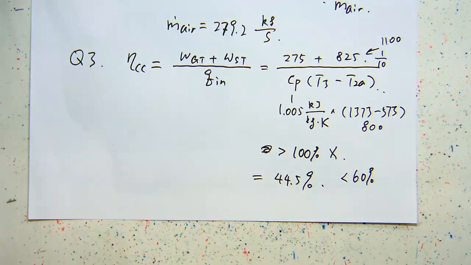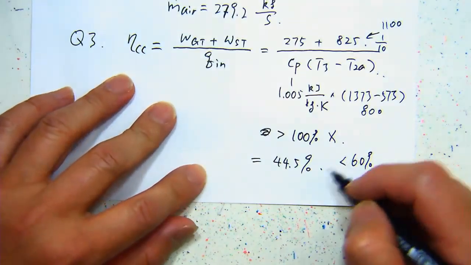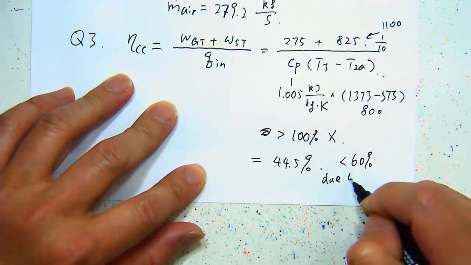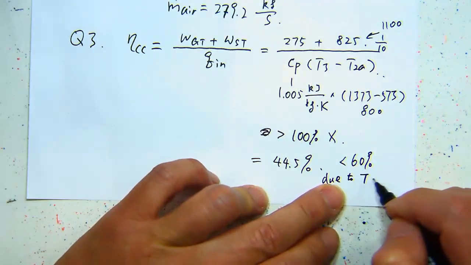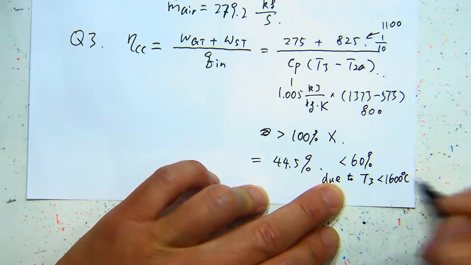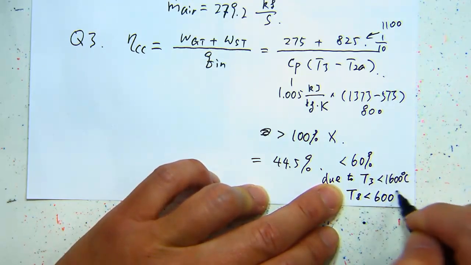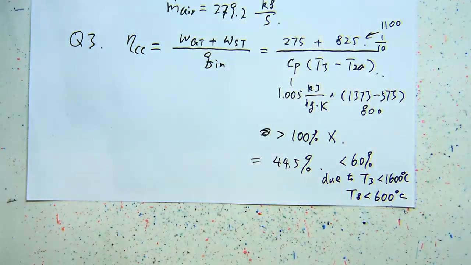Even if we consider there is no heat loss in the cycle, the efficiency is less than 60% due to T3 being smaller than 1600 C, and T8 being smaller than 600 degrees C. All right, so I think that's all for this problem.